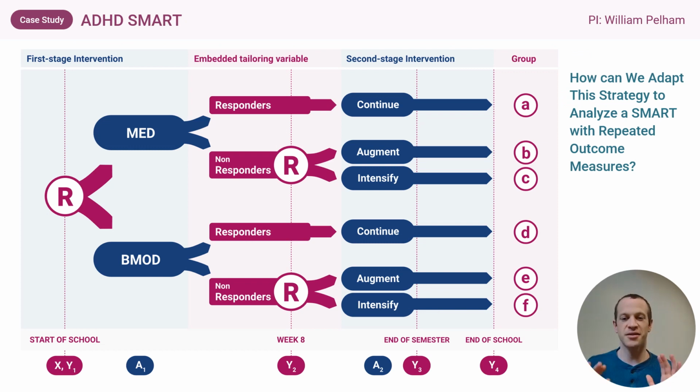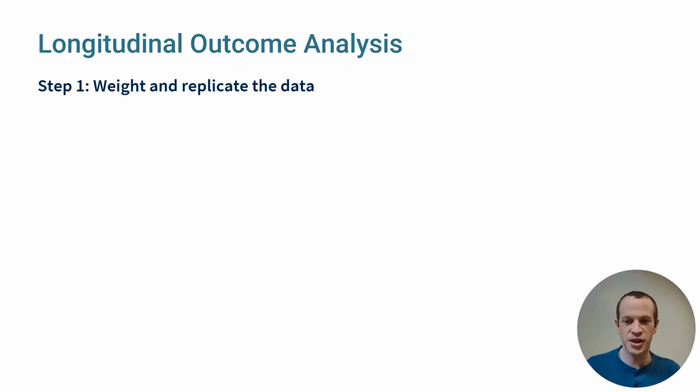All right, so that's the end of the review for SMARTs with a single end of study outcome. Hopefully most of that was familiar to you. Now we're going to think about this module in which we have multiple outcome variables. We have repeated measures. And we're going to think about how we can adapt this strategy that we've already learned to the setting where we have Y1, Y2, Y3, Y4. Turns out the general steps are going to be the same. We're still going to have 3 steps.